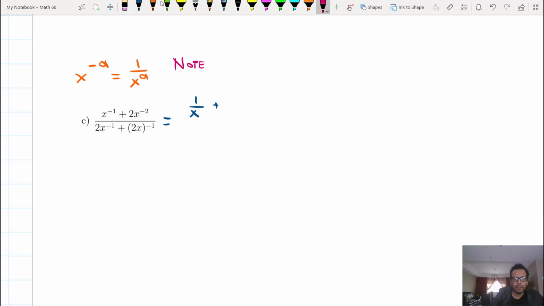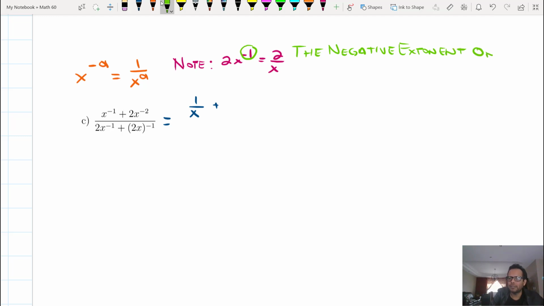In the first case, 2x to the negative 1, let's write a note. This will be the same as saying 2 divided by x. In this case, the note is the negative exponent only affects the variable.